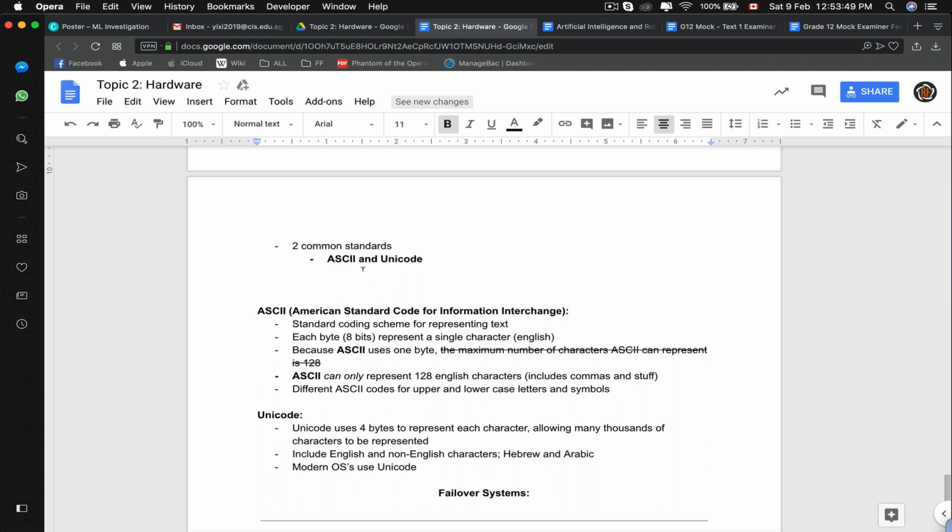Okay, so there are two common standards in terms of standard code for information exchange. There's Unicode and there's the American Standard Code. So this is each eight bits represents a single English character. Now I doubt you need to know this much specific. So just know that these two things are different. We use Unicode, I believe. The OS is based on Unicode, and then this is a little bit outdated, but some computer systems still use them.